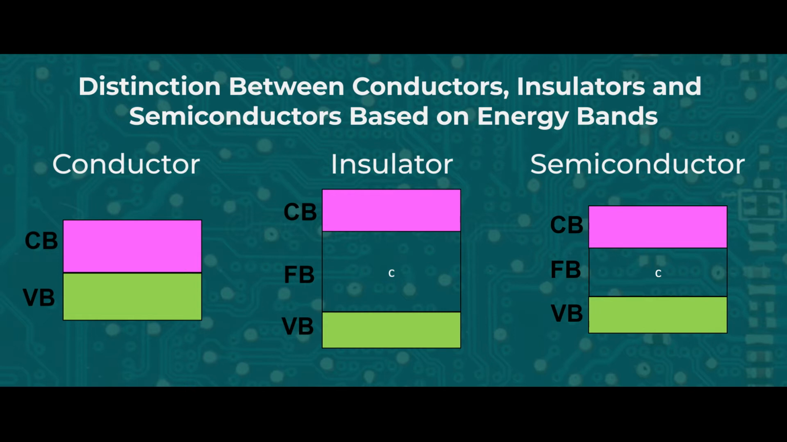Now if you look at semiconductor, there is a gap between the valence band and the conduction band, but it is quite small, so electrons upon gaining some energy can jump to the conduction band from the valence band and they can conduct current under certain conditions.